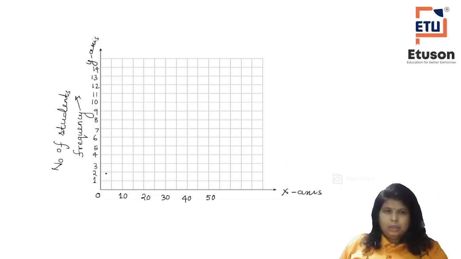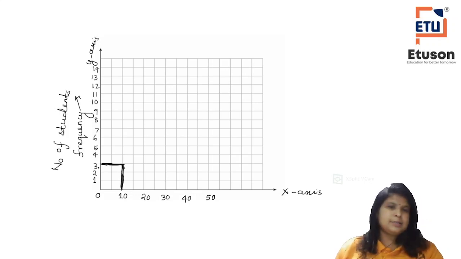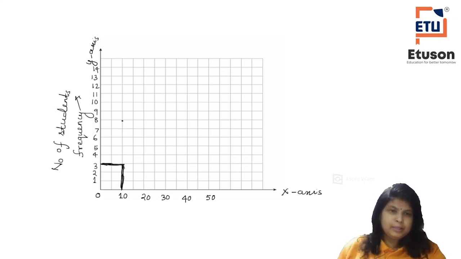Okay, so first is 0 to 10. So this is your 0 to 10 class interval representing 3. Okay, for 10 to 20 it is 11. So you have to mark it here.